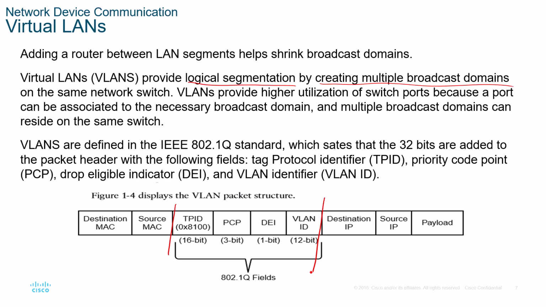We'll have a tag protocol identifier. Non-Cisco devices use the words tag or untag, where Cisco also has tag and untag, but they also have a VLAN ID. They also have, generically in the 802.1Q field, a priority code point, so a PCP, a drop eligible indicator, DEI, and then they also have the VLAN identifier.